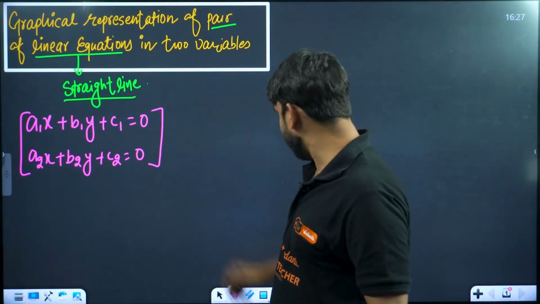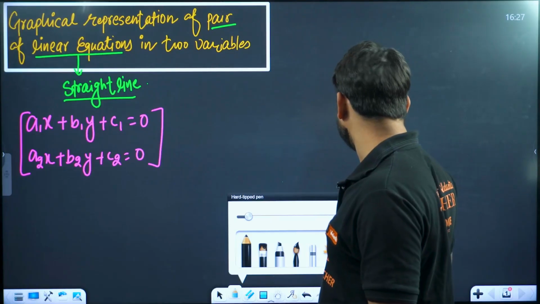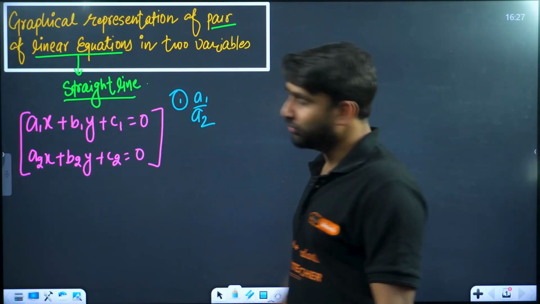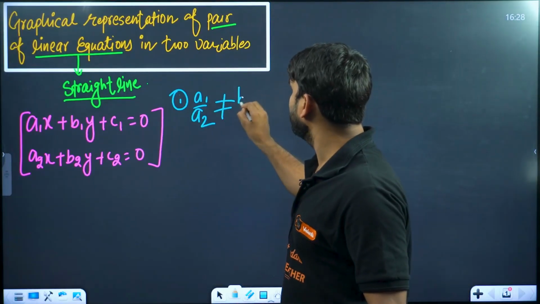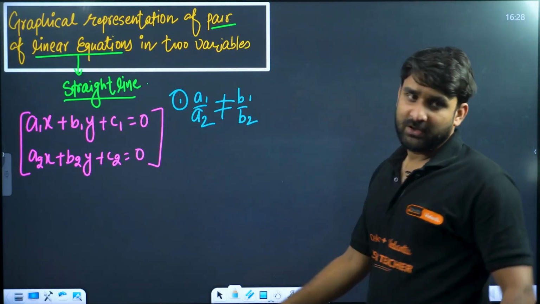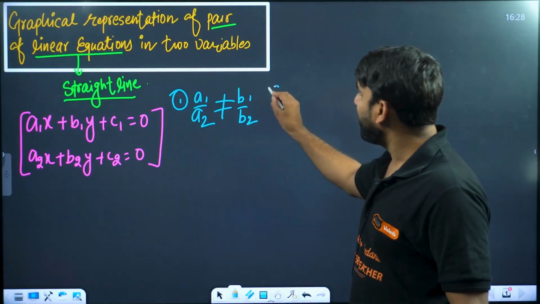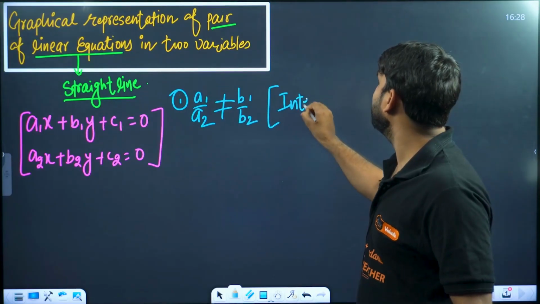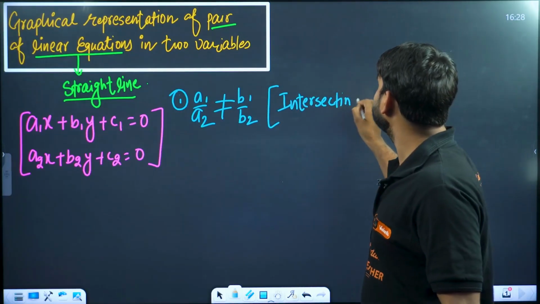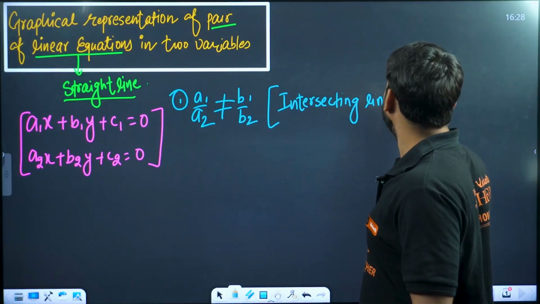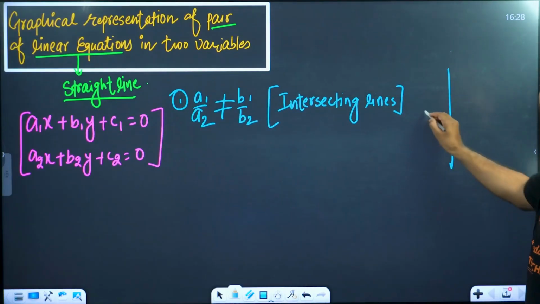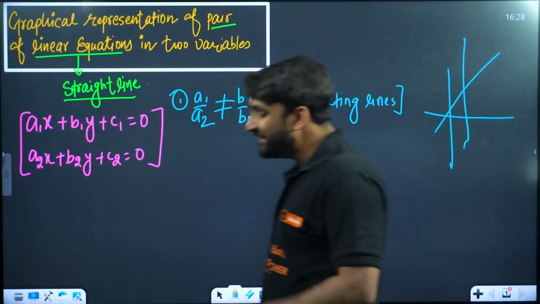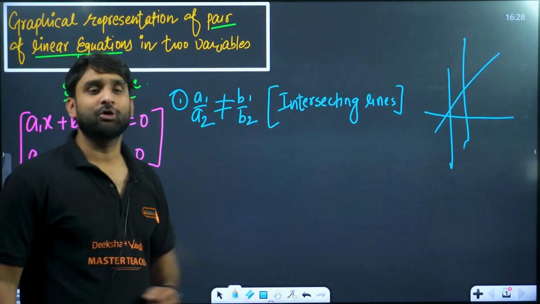First possibility: if a1 by a2 is not equal to b1 by b2, then on graph paper you will get intersecting lines. Intersecting lines will be there. If you draw the graph, this line and this line may be intersecting somewhere. So this is the condition for intersecting lines: a1 by a2 is not equal to b1 by b2.